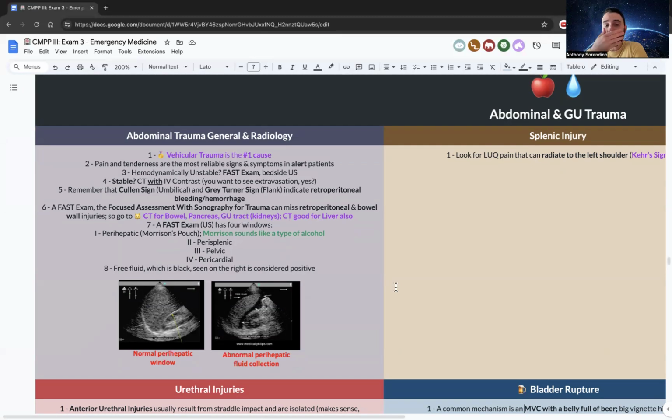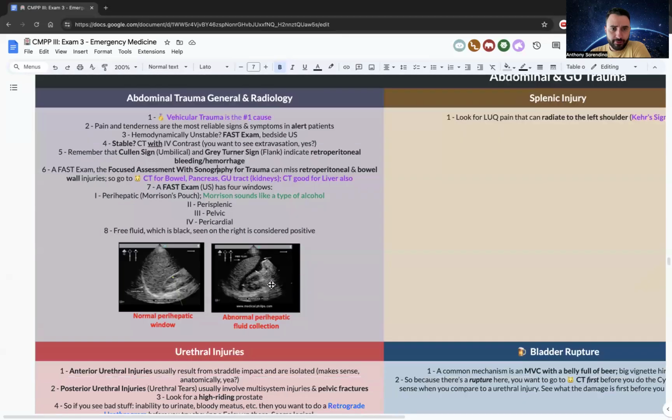So if they have flank pain, or if they have the Cullen sign, and I mean, that's totally going to be a question, right? They have Cullen sign, they have Grey Turner sign. What imaging modality is going to be best, or what imaging modality would not be great? And the answer is going to be ultrasound, right? You want to go for a CAT scan for that.